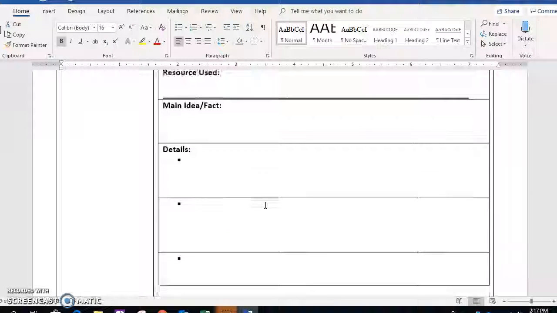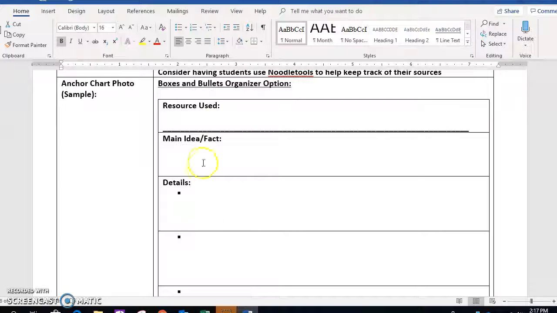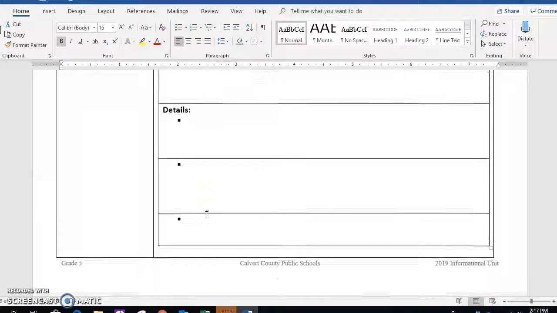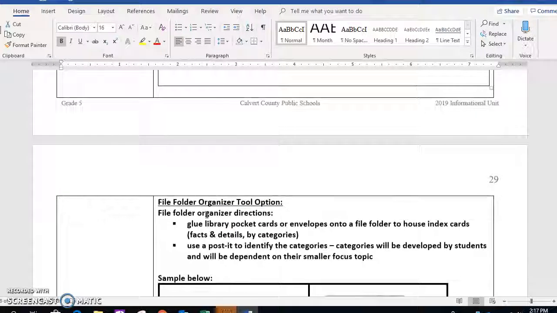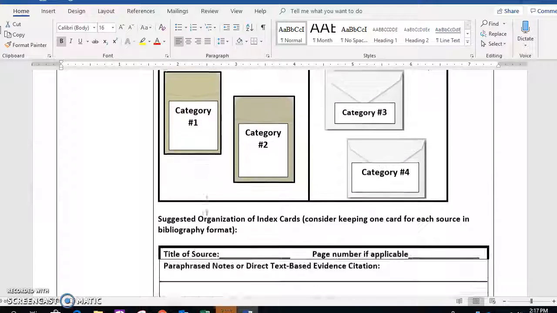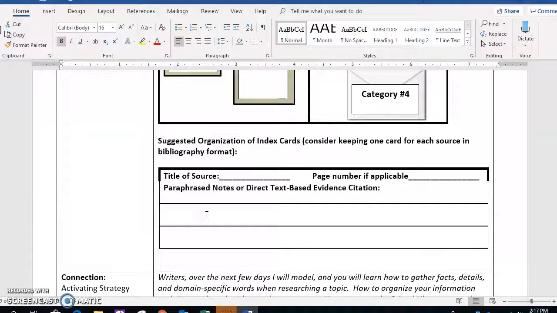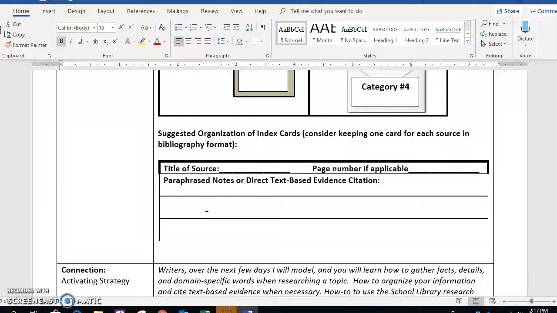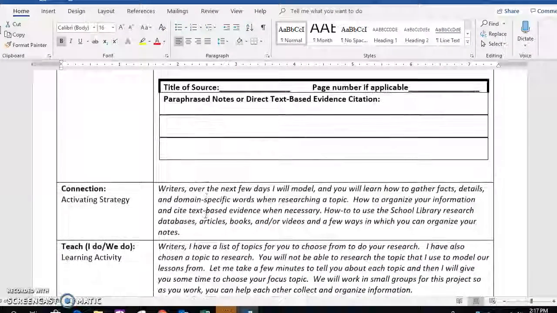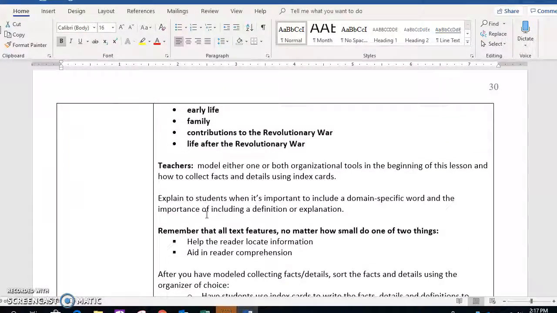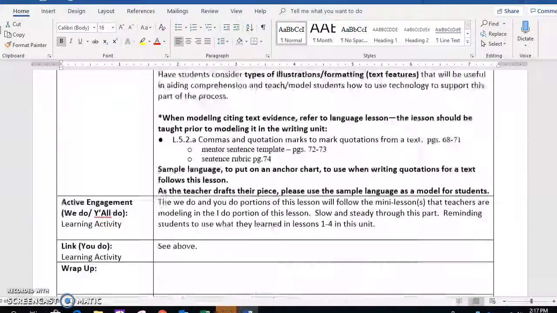The other way that you could do this is to do boxes and bullets. So the main idea goes in the first box, and your bullets are your details, and those follow to support that main idea. And that can be done in the different categories as well. This is really just different options, different graphic organizers to help students organize and gather their information. But these samples here are for you, and just model the way that you want them to do it.